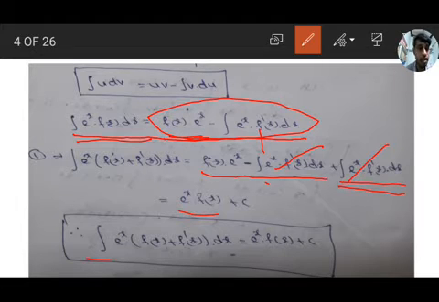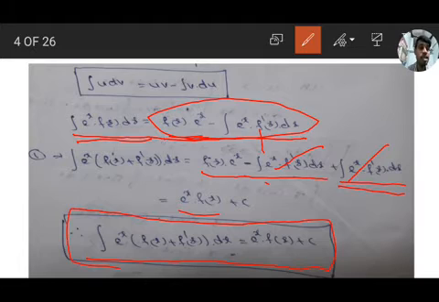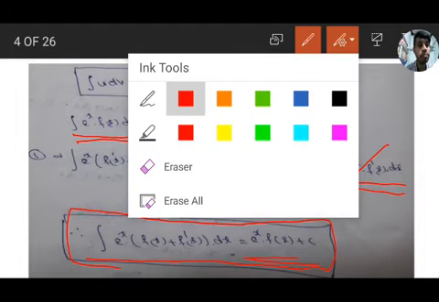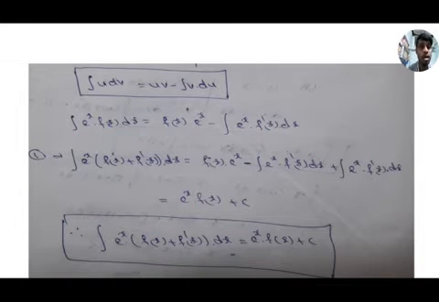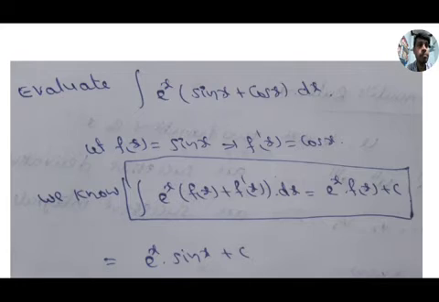Therefore integration of e to the power of x into f of x plus f dash x dx equal to e to the power of x into f of x plus c. It is the formula. So remember this as a formula: integration e to the power of x into f of x plus f dash x dx equal to e to the power of x into f of x plus c. Okay. Problems on this formula.